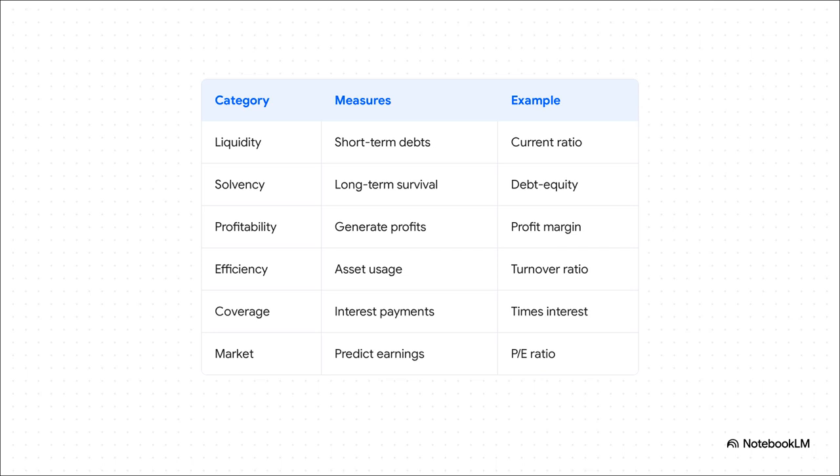Liquidity ratios look at the immediate future. Can you actually pay your short-term debts? Solvency looks further out. Can the business survive its long-term debt loads? Profitability, as you'd guess, tells us how well they generate actual profits. Then we've got efficiency ratios, which show us how well they use their assets, like inventory turnover. Coverage ratios check if a company can comfortably make its interest payments. And finally, market prospect ratios, like the famous PE ratio, help investors predict future earnings and stock value.